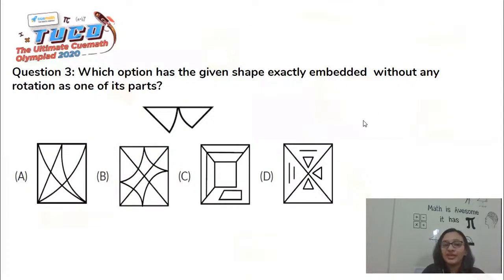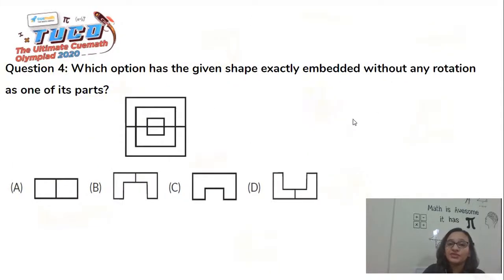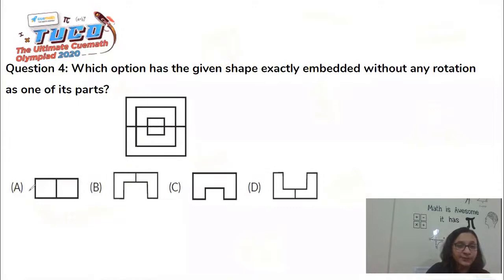With this, we move on to our next question, which says, which option has the given shape exactly embedded, again without any rotation? So you have to have any of these options present inside the main figure which is given in the question without any rotation. So let's see. We'll go with option A. So we can basically see that there are two rectangle sort of shapes attached together. So we do have two rectangles here attached, but these are horizontally lying rectangles and these are not exactly the way it is.